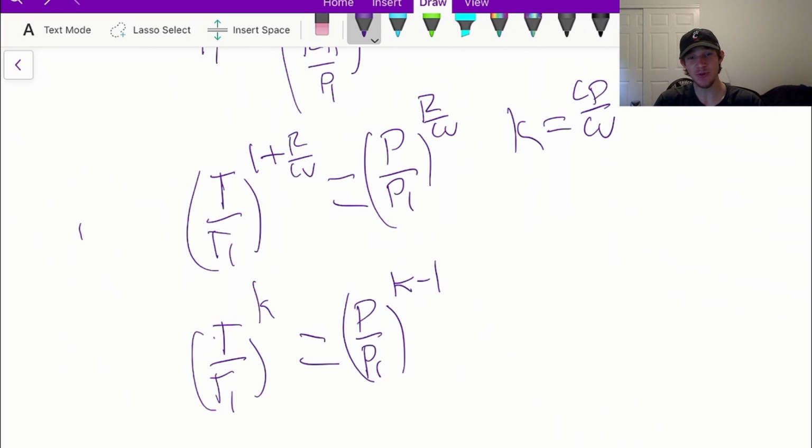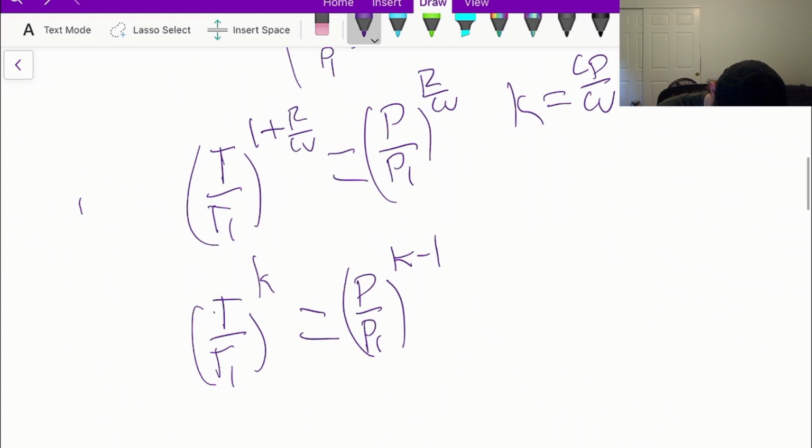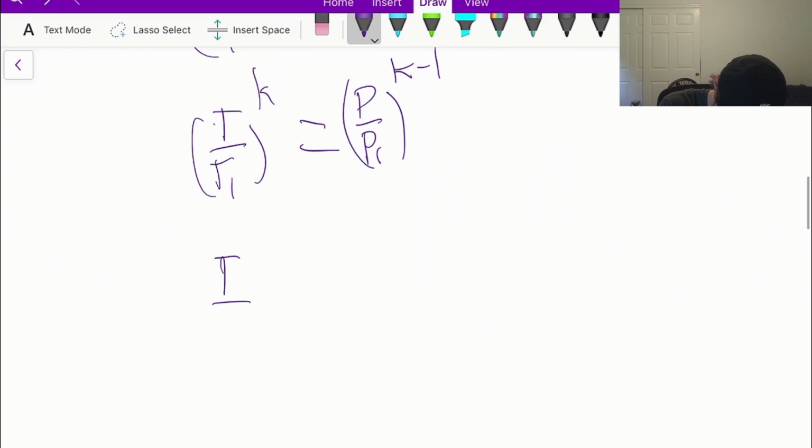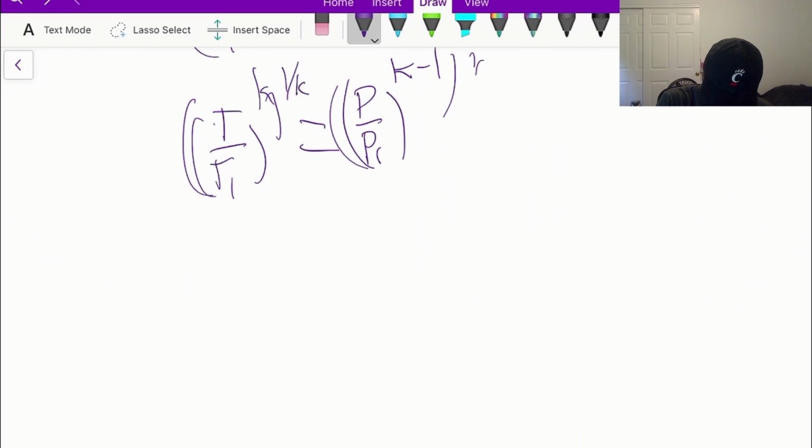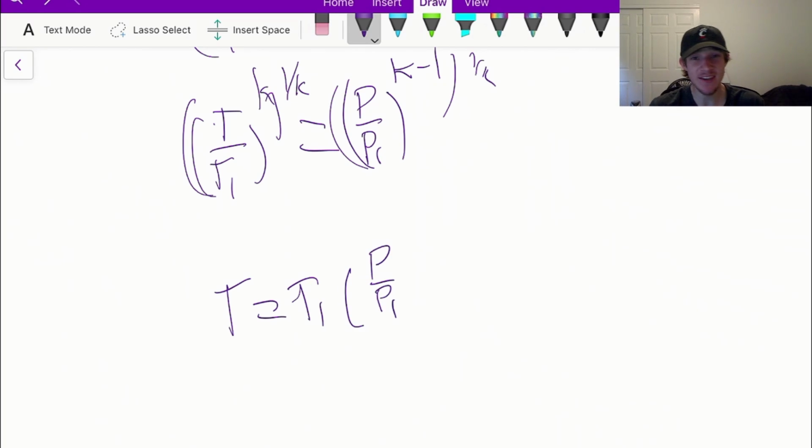Right, like that. And now we want to go ahead and separate that T to get T as a function of P. And to do that, we need to raise both sides to the 1 over K. And that'll give us T equals T1 times P over P1 to the K minus 1 over K. And once we have that, we can get ready to substitute this back into the equation we solved beforehand.